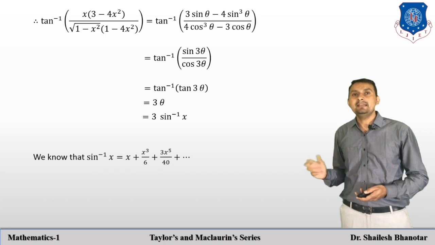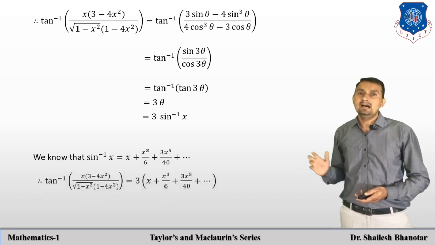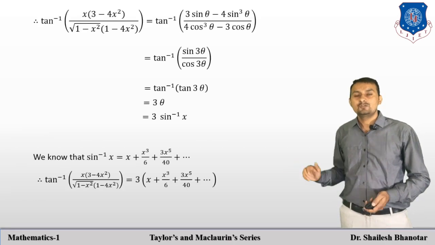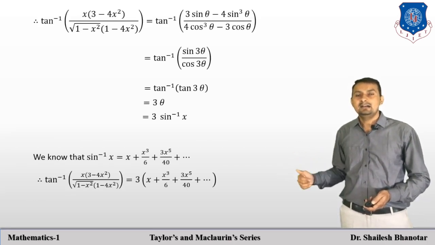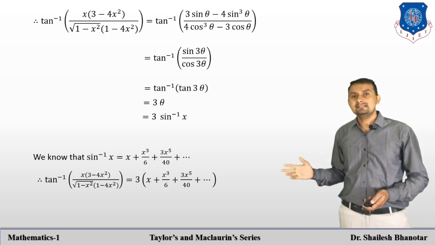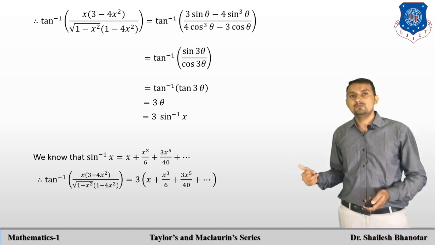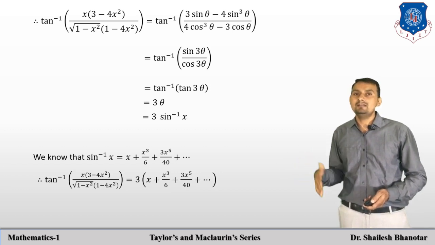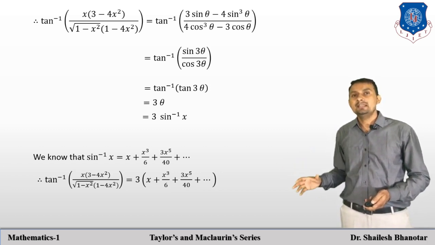But we know the expression for sin inverse x, and when we put all these values, we get the final answer. When we put theta equals sin inverse x, and again we know that sin inverse x is equal to x plus x raised to cube divided by 6 plus 3 times x raised to 5 divided by 40 plus, and so on. After putting all these values, you will get the final answer.